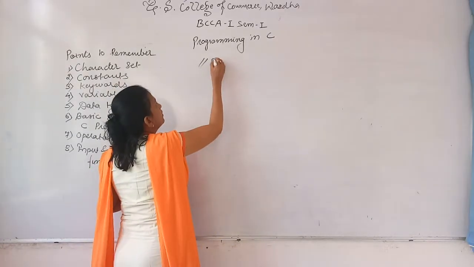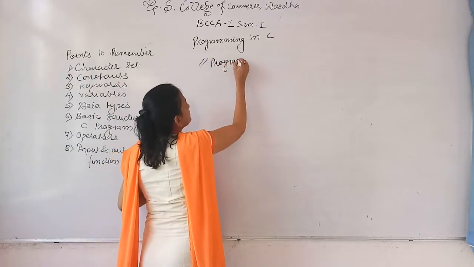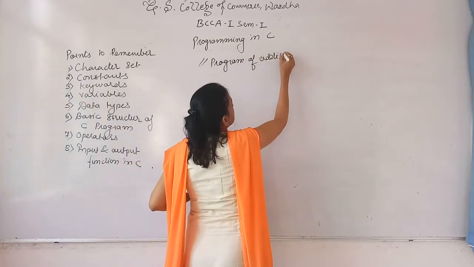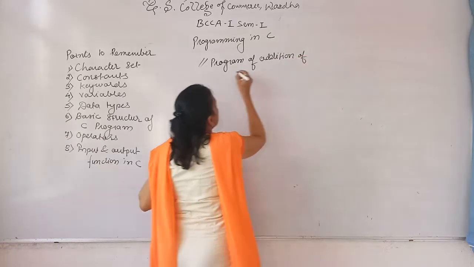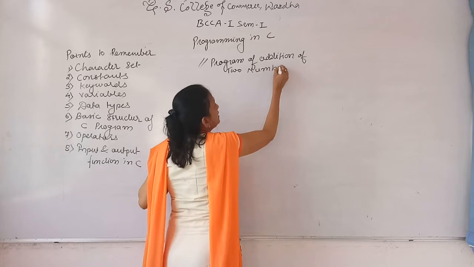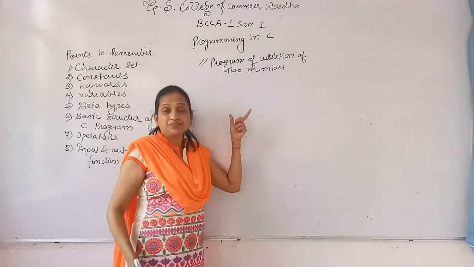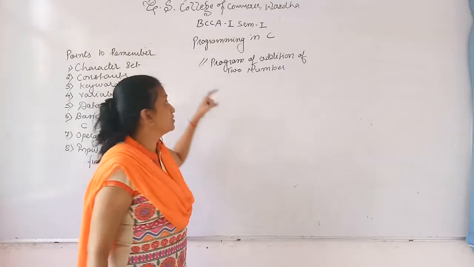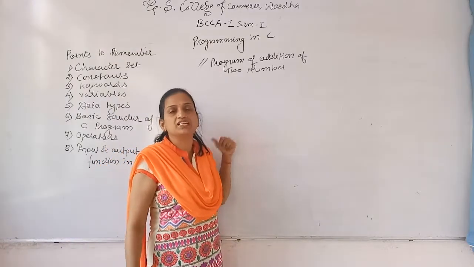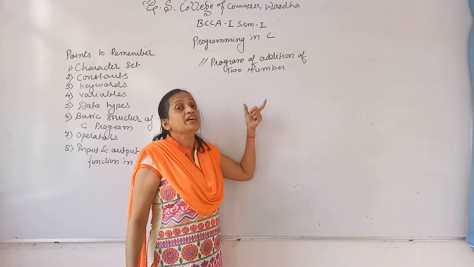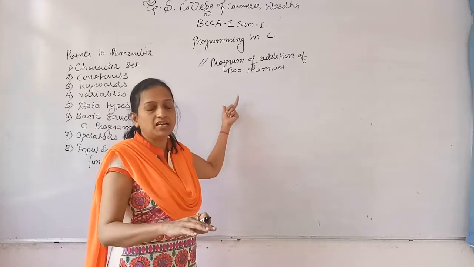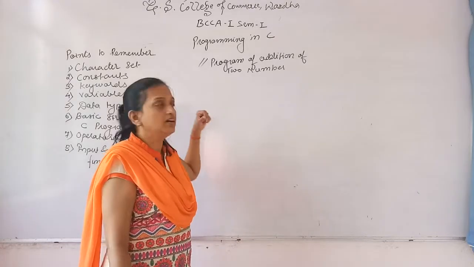So here we write: program of addition of two numbers. This line is not executed by the compiler. Why? Because this is a comment line, and when you define any statement as a comment line in your program, that comment line will be ignored by the compiler.